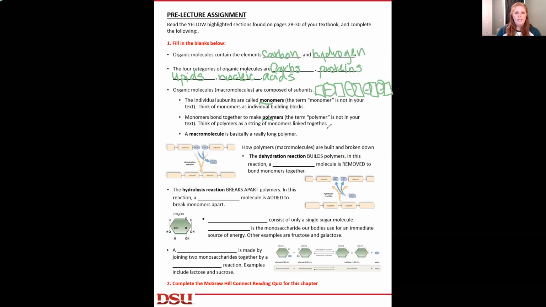Okay, so the way that this happens is through a process called a dehydration reaction. Dehydration, you know, means like losing water, right? Or to take away water. And that's what's happening. A dehydration reaction builds polymers by removing a water molecule. Okay. And when it removes the water molecule, it lets those monomers hook together.